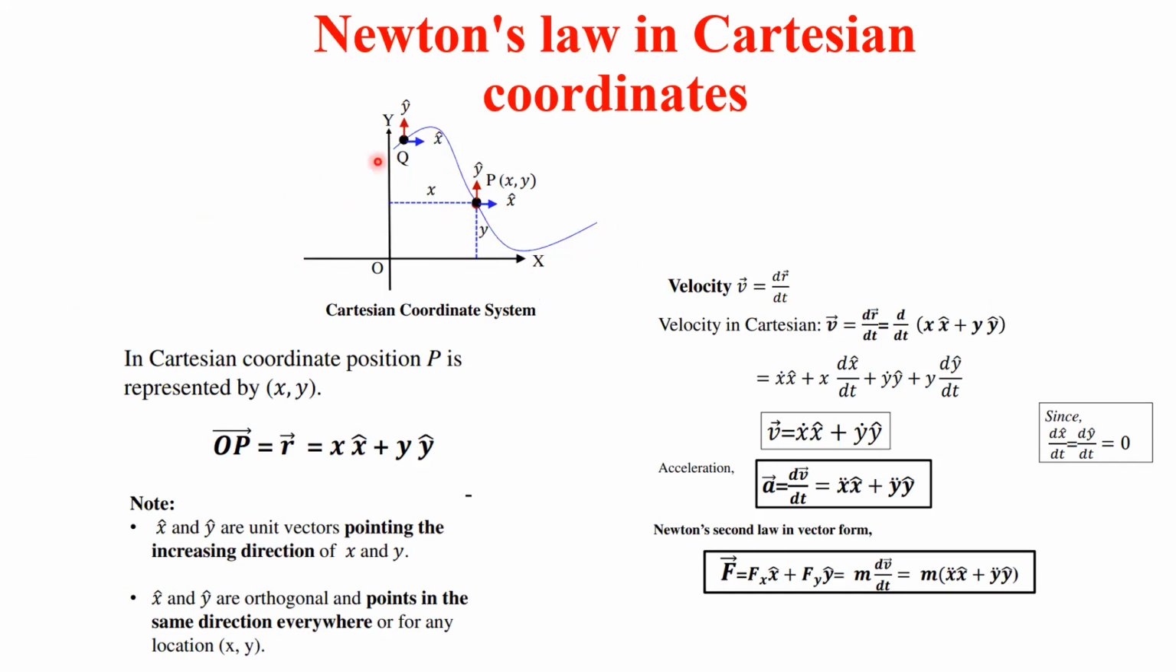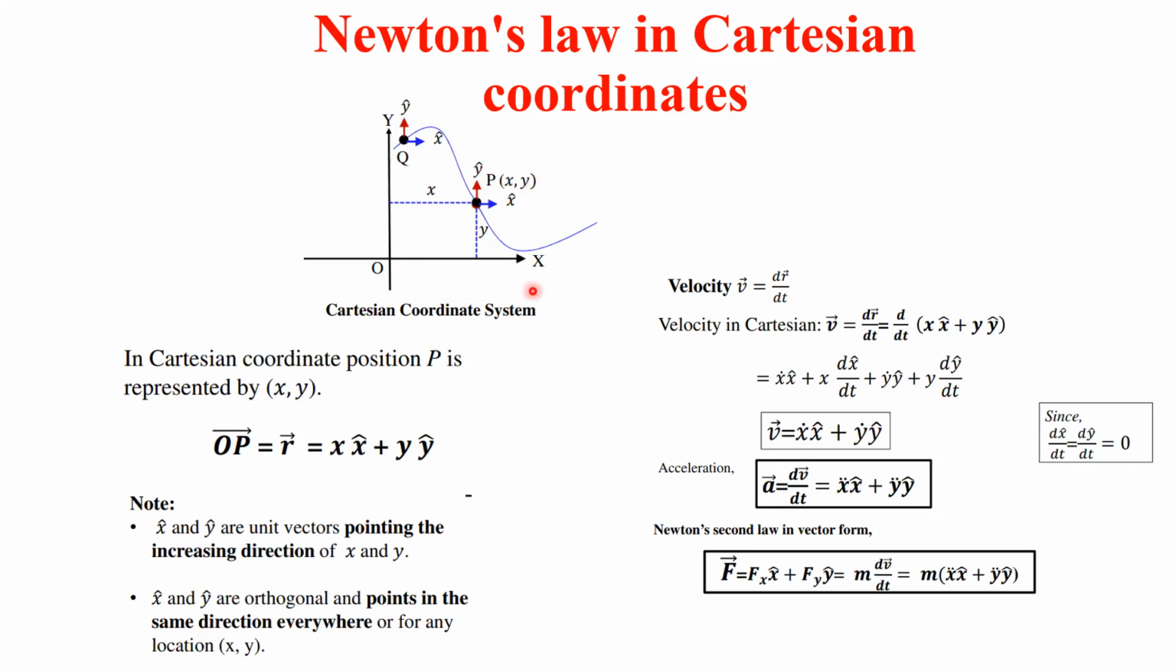I have given two different positions, one here and another here. These two are the positions of this object at any instant of time. At a certain instant, let me call the position P. The position of the object at P is a function of x and y. This point carries two coordinates, the x coordinate and the y coordinate, so I put it as P as a function of x and y.